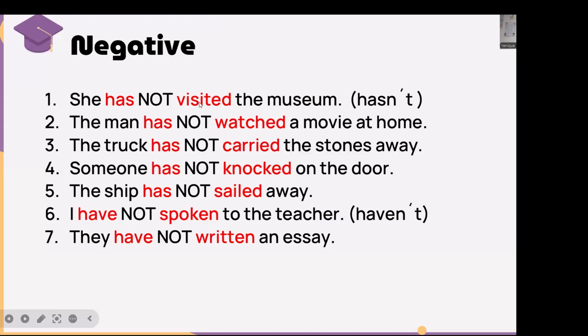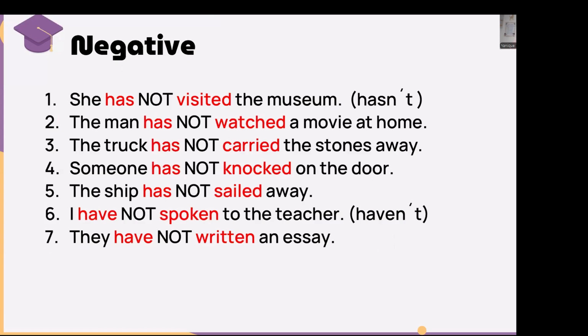Okay, so as I was mentioning, you can use the long form, which I recommend for my students when you're just starting out, instead of the contraction. But you can choose to say she has not visited the museum, or you can say she hasn't visited the museum. The man has not watched a movie at home. Okay, so has plus not plus the verb in the past participle.